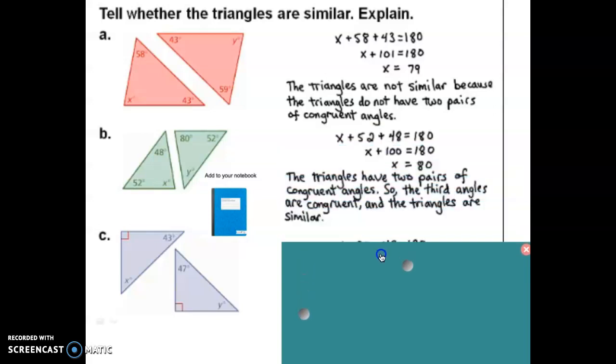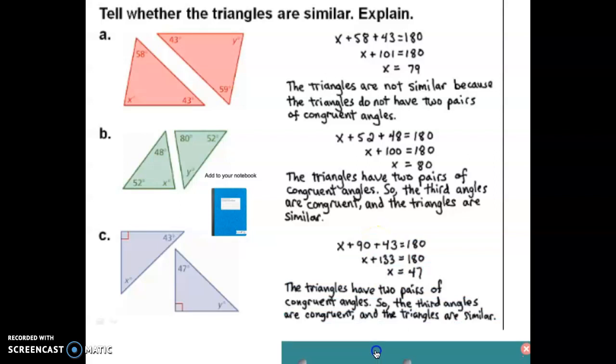All right, now this next one, letter B, we take X plus 52 plus 48 equal 180. X plus 100 is equal to 180. X is equal to 80. The triangles do have two pairs of congruent angles, so the third angles are congruent, and the triangles are, that's right, the triangles are similar. Make sure you're adding this to your notebook.